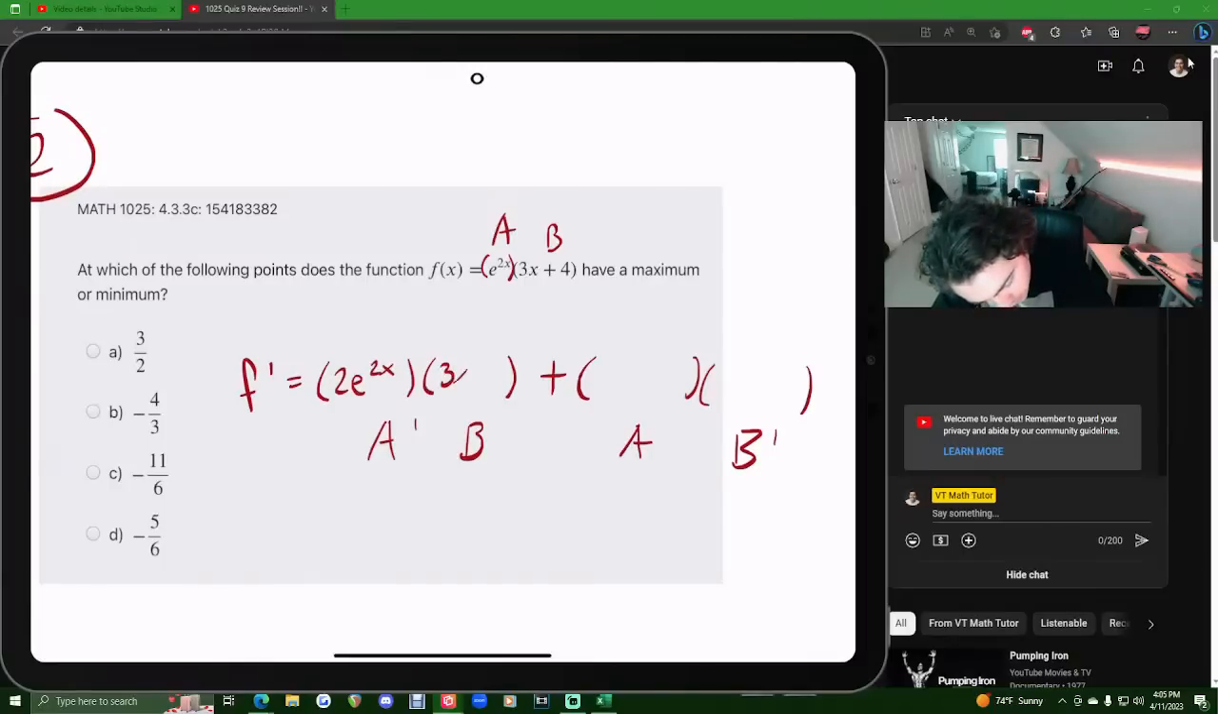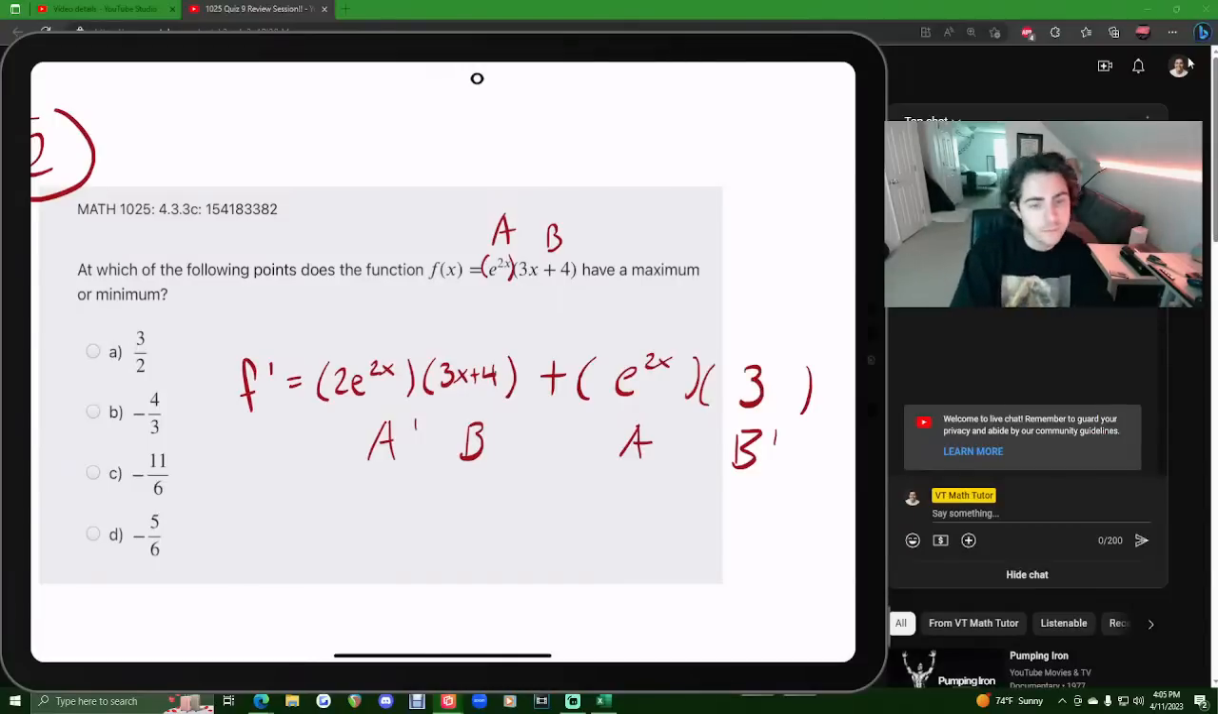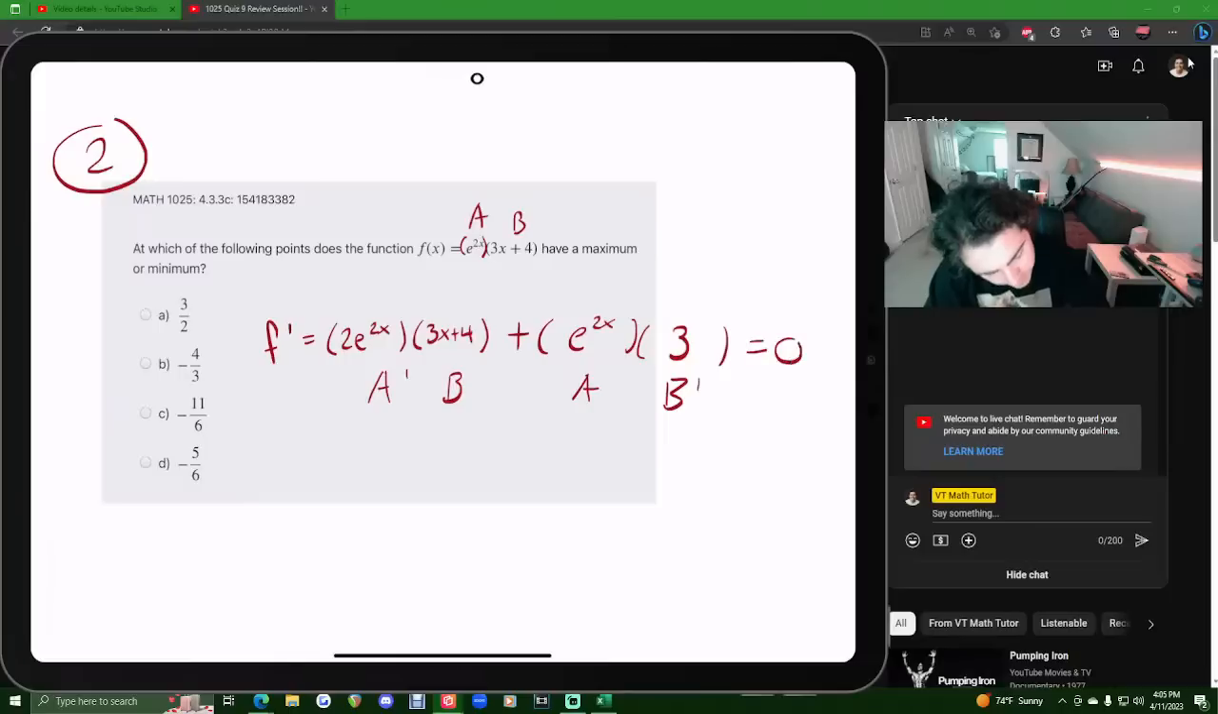B is just 3x plus 4. A is just e to the 2x, and b prime is just 3. The derivative of 3x plus 4 is just 3. So we want to also set this equal to 0. I'm going to get rid of this.